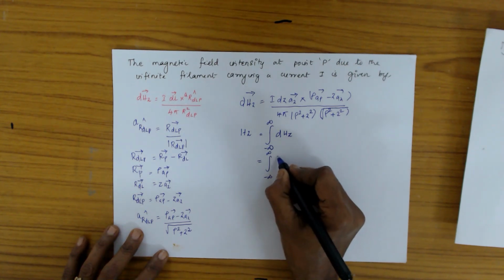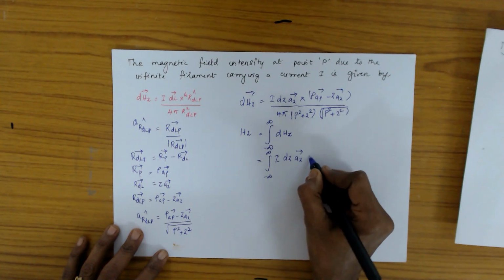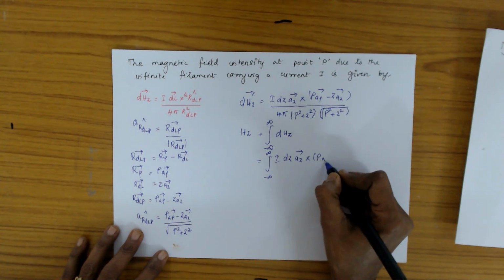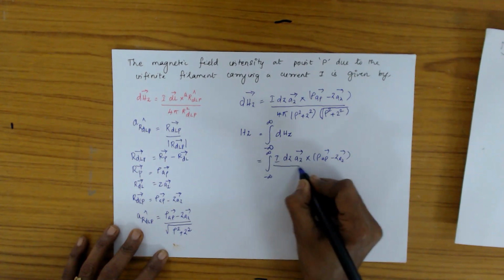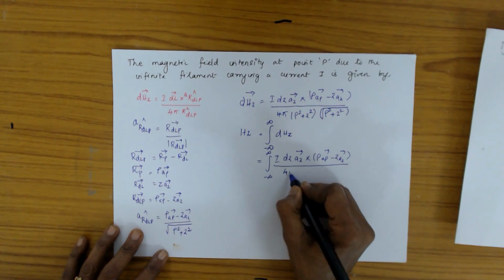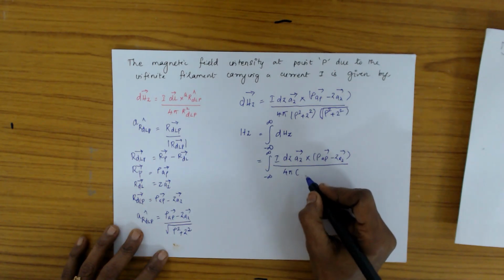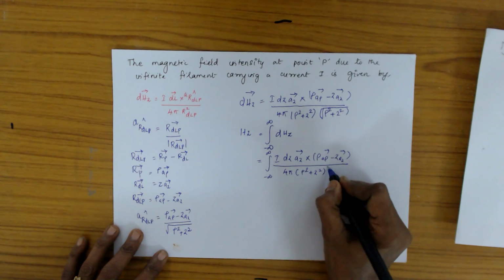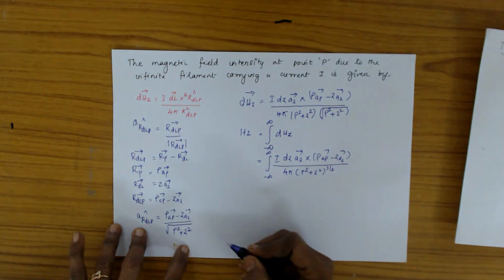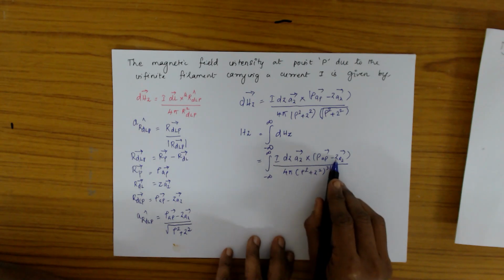Substitute for dHz, so it is I dz Az cross rho A rho minus Z AZ divided by 4 pi into rho square plus Z square. Here we have square root of rho square plus Z square. So combining these two, we can write this as rho square plus Z square the whole power 3 by 2. Now we can simplify this by taking the cross product of these two.